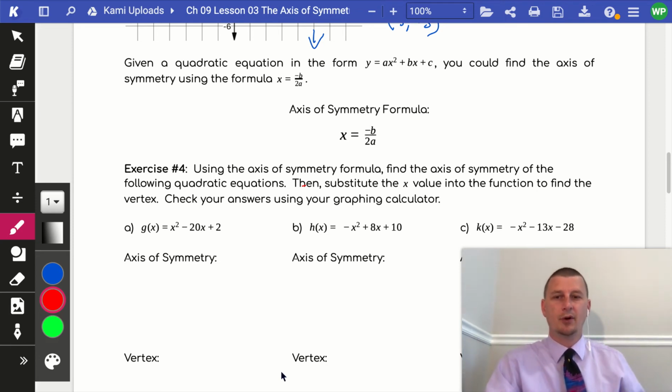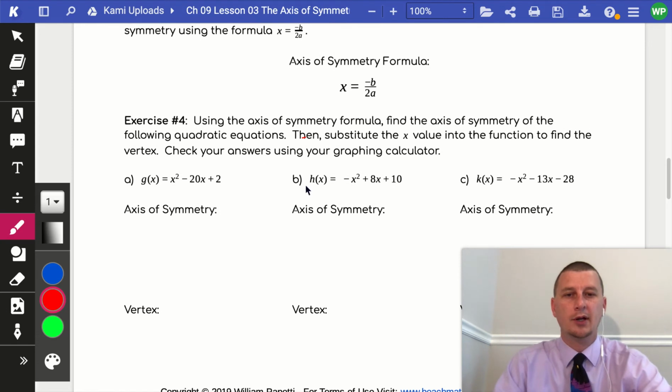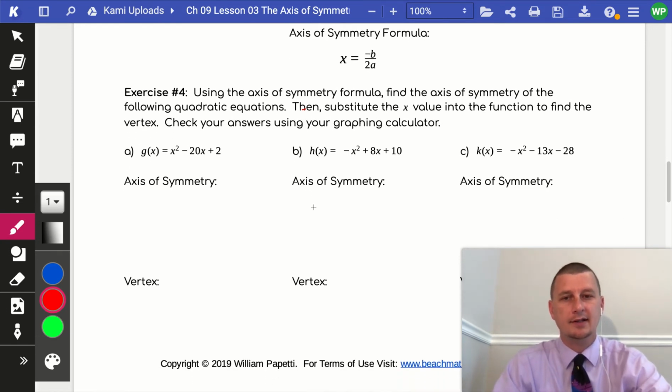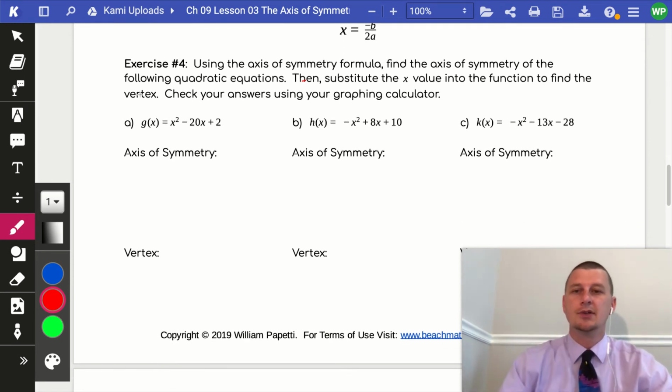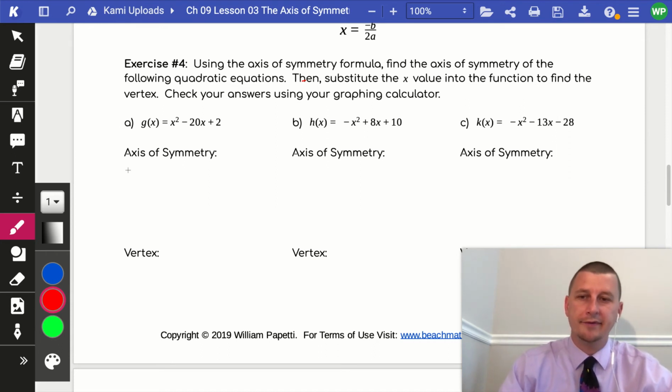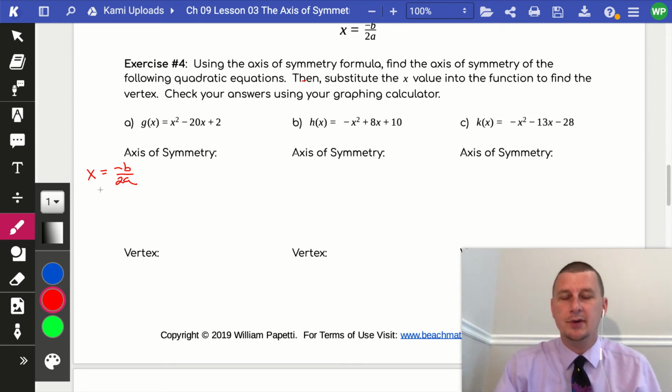So using this formula, we're going to find the axis of symmetry of the following quadratic equations in exercise number 4. Then we're going to substitute the x value into the function to find the vertex. And then we could check our answers using a graphing calculator as well. So in part A, the first thing we want to do is say, well, we're finding our axis of symmetry. Let's use our axis of symmetry formula, which we'll get used to memorizing because we're going to be using it so much. So x equals negative b divided by 2a.